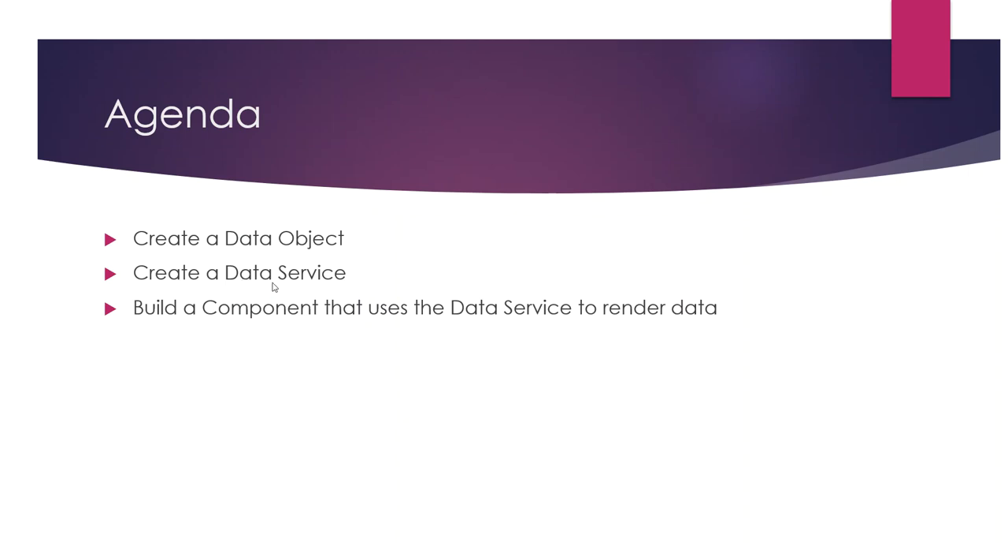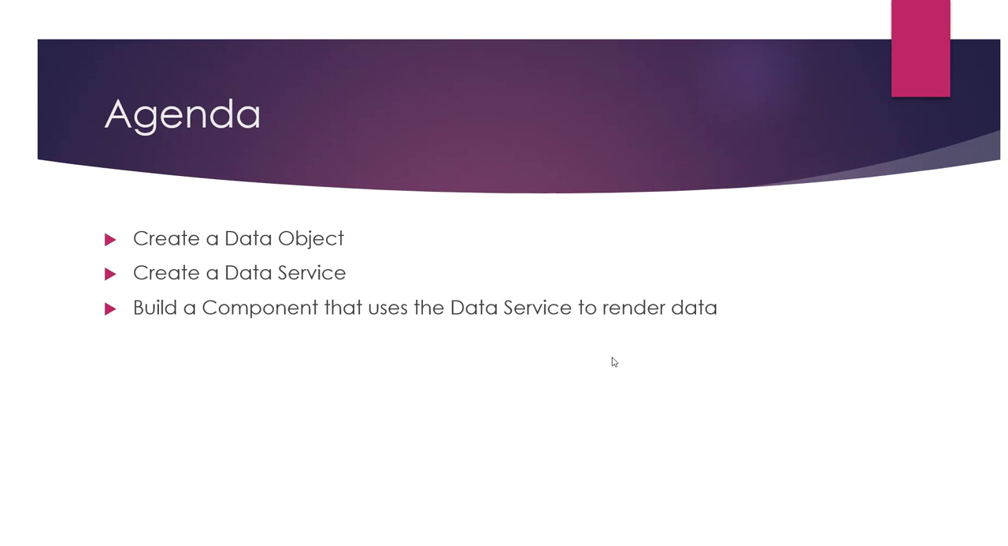A data service would be an injectable class using dependency injection, and that will be allowed to be injected into any particular component. Right now we're going to do it for the component we're going to build. And then lastly, we're going to build a component that uses the data service, which will return back an observable, and we'll subscribe to this observable, then map that response to the data object that we build in step 1, and then render it on the UI.